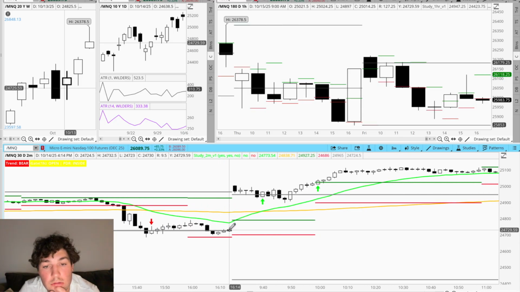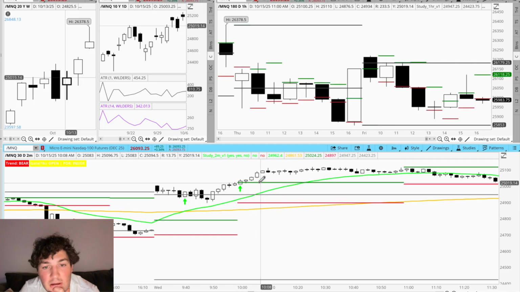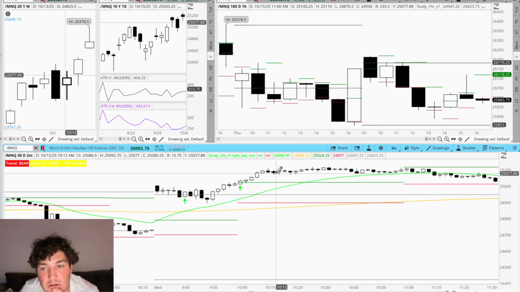This one would have probably lost me 68 to 33. So this one would have lost me like 35 points. Right here, what would have happened here? Would have made about 37 points.